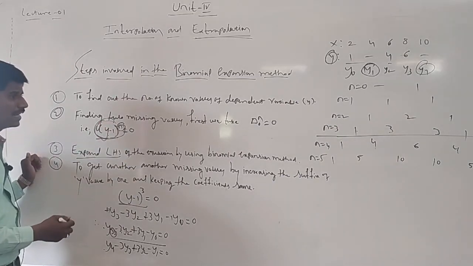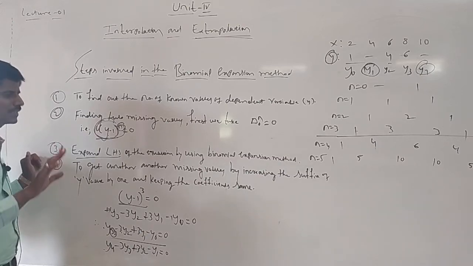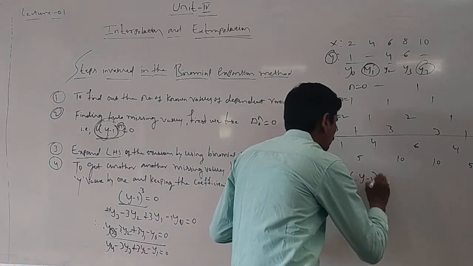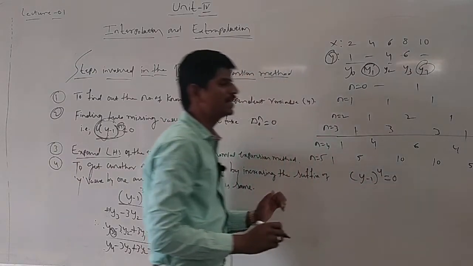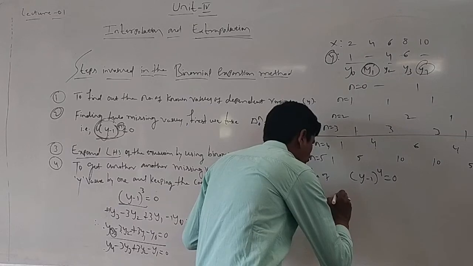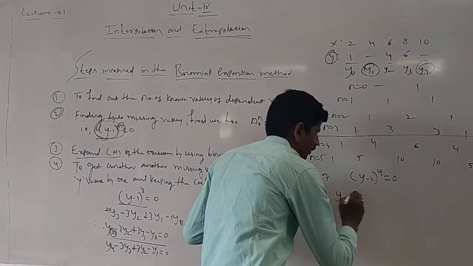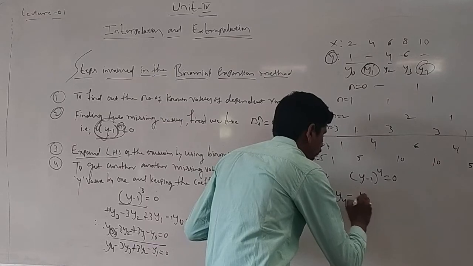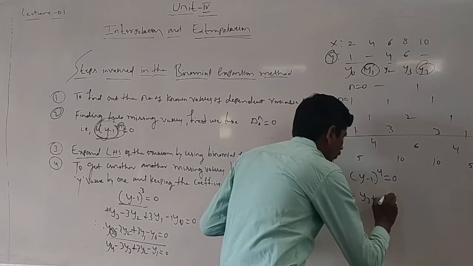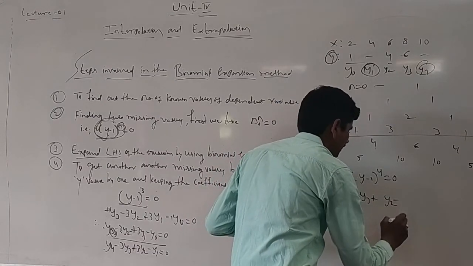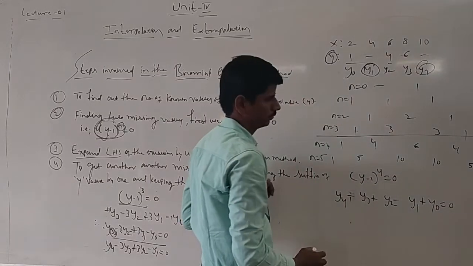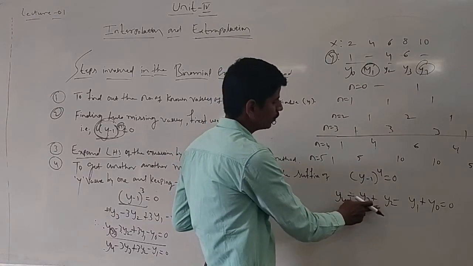Okay, here, increasing the suffix of y value by 1 and keeping the coefficients same. Suppose they are asking to expand (y minus 1) to the power 4 equal to 0. Okay, here it starts from y4, then minus y3 plus y2 minus y1 plus y0 equal to 0.